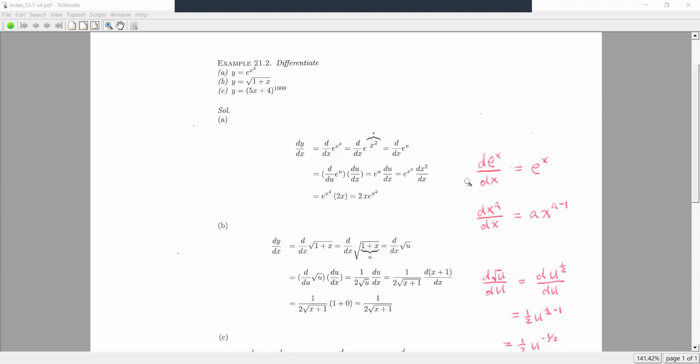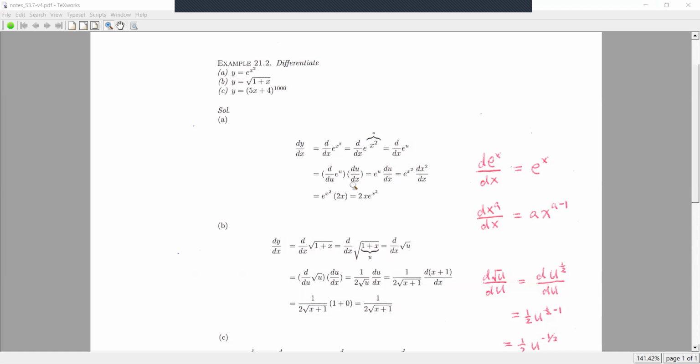For this derivative, I want to use this formula. The derivative of e^x is e^x. But this formula requires all the variables to be the same variable. In this derivative, u and x are different variables. To overcome the difficulty, I insert du in the denominator and put du in the numerator. This step is the chain rule. I can cancel du, and go back here.